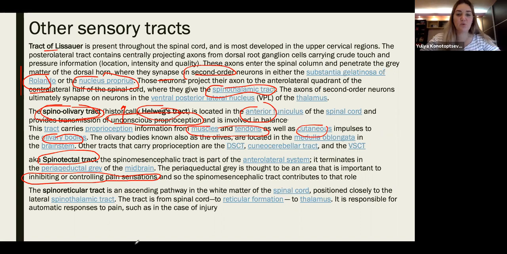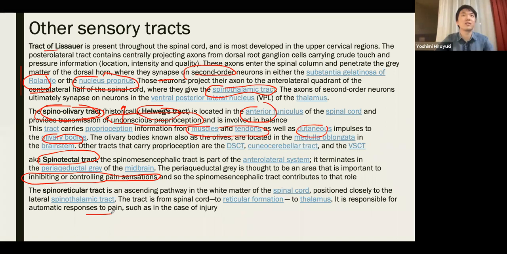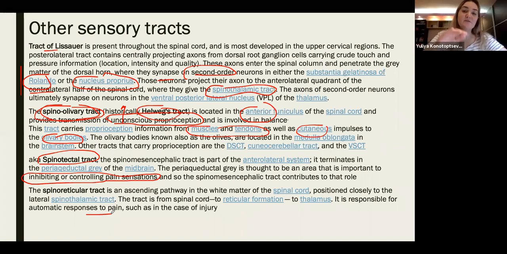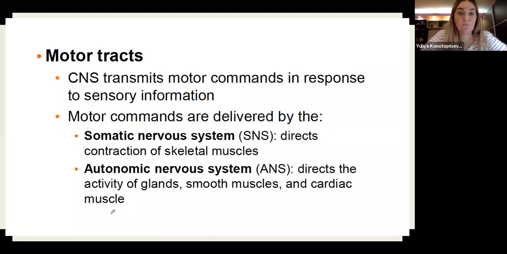The spinoreticular tract is responsible for automatic responses to pain. What is an automatic response to pain? If I hurt you right now, what do you do? Reflex. So what is the reflex? You do this, right? You remove your limb or whatever I'm hurting from the cause. Whose job is it? The spinoreticular tract. It's responsible for you saying, ouch, it hurts, and doing this. So that's what the spinoreticular tract does.